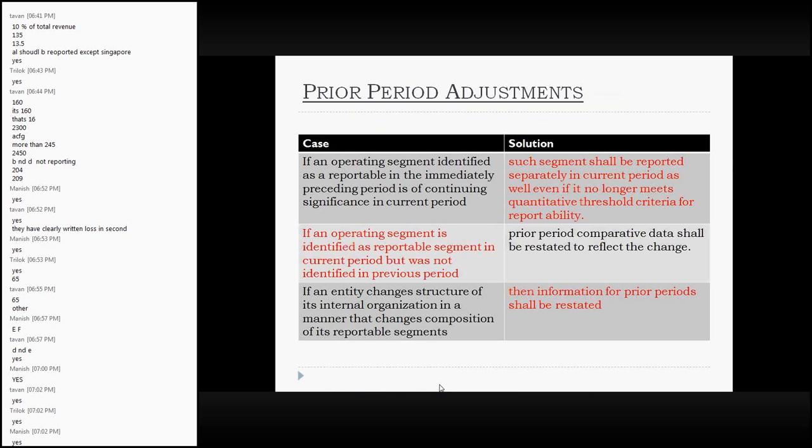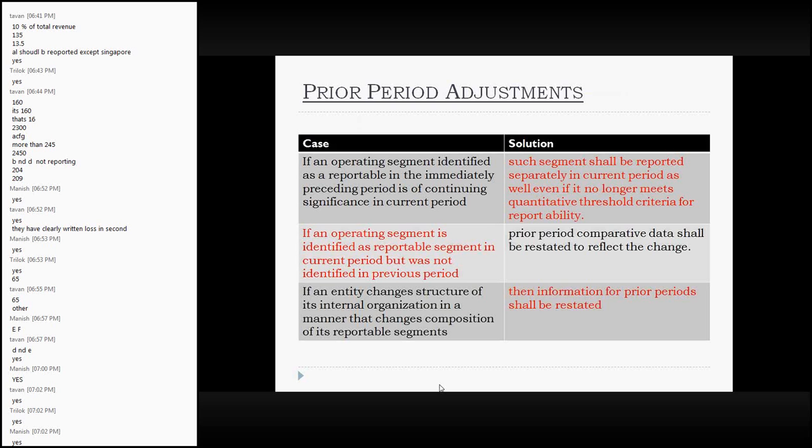What about prior period adjustments? If an operating segment identified as reportable in the immediately preceding period is of continuing significance in the current period, what will we do? We'll continue to show it as a reportable segment even in the current period, even if it doesn't meet the quantitative threshold criteria for reportability. That is, if it was a reportable segment previously, we'll continue to show it as a reportable segment.